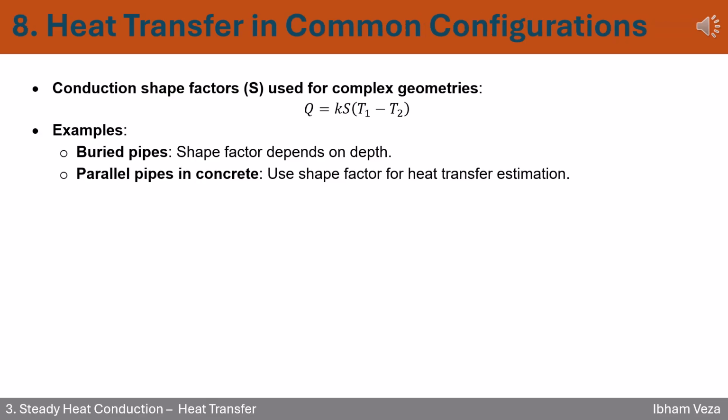8. Simplify complex shapes with shape factors. This is where conduction shape factors S make life easier. Instead of complicated calculations, you just multiply by S to quickly estimate heat flow. Think buried pipes and parallel pipes in concrete. You don't need advanced math, just grab the right shape factor from charts or tables. Focus on this shortcut. It saves time and delivers solid engineering estimates, especially for tricky real-world configurations.